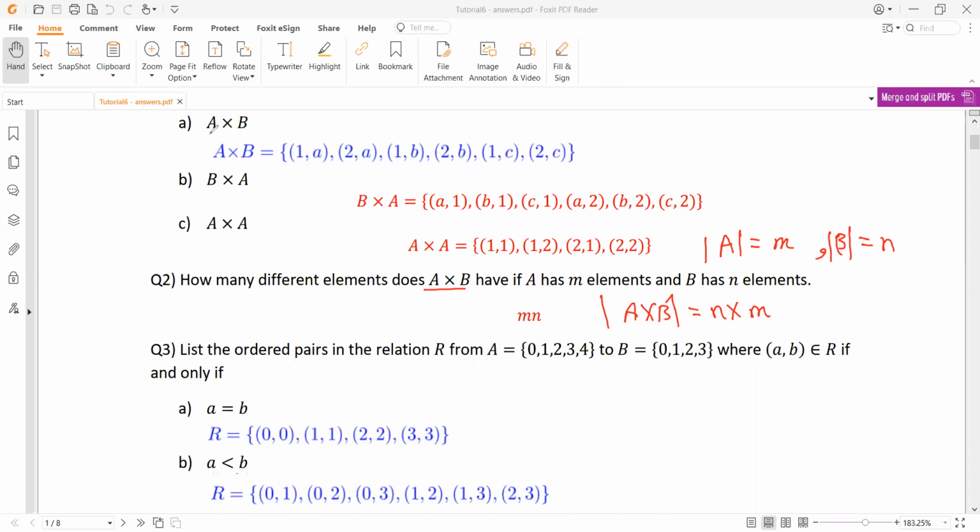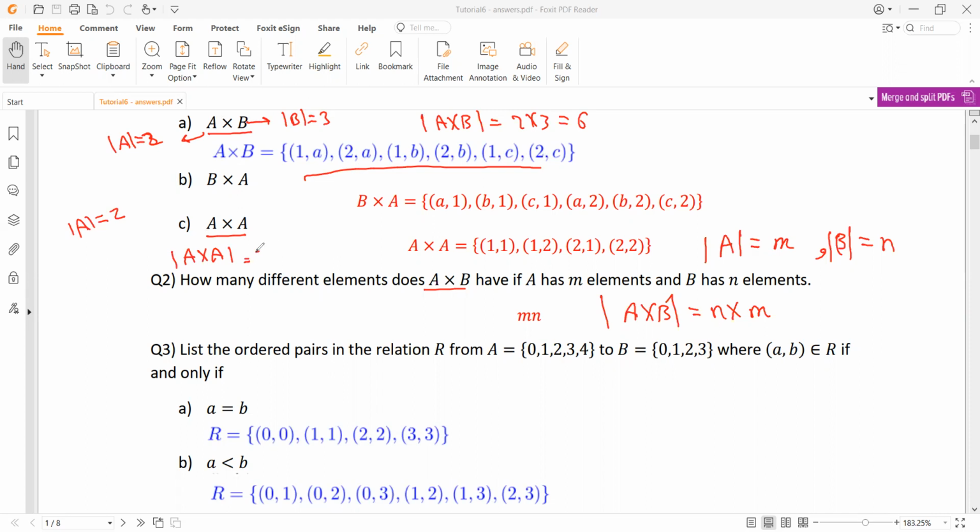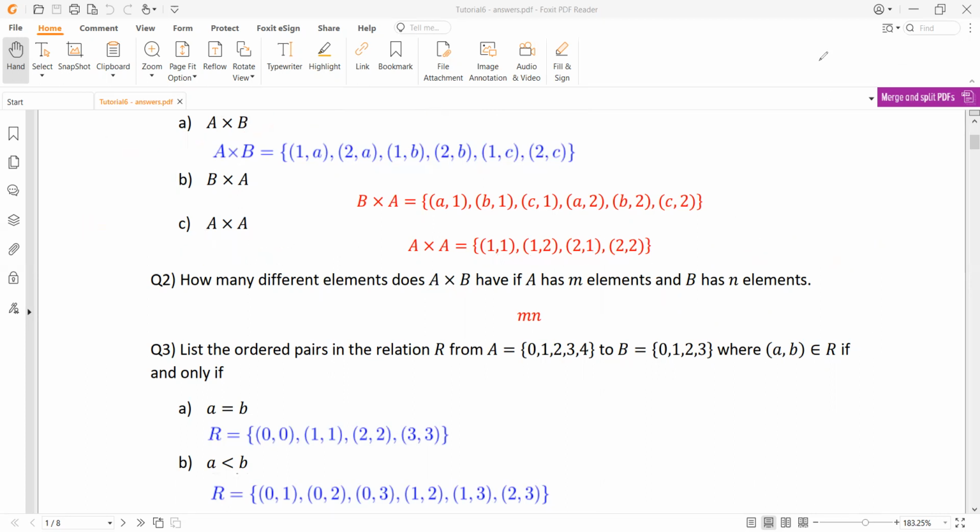Like here, for example, the cardinality for A was 2, and the cardinality for B was 3. So the cardinality for the Cartesian product will be 2 times 3, which gives 6 elements here. Here, for example, the cardinality for A is 2. So the Cartesian product A times A generates a cardinality of 4, guys, okay? 4 elements. Okay, great.